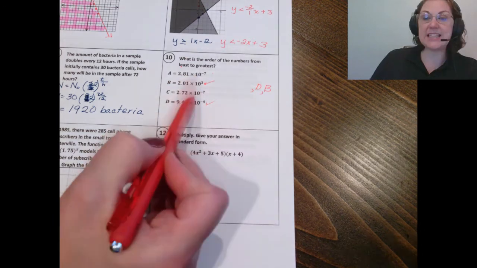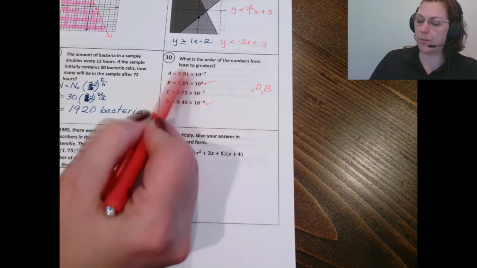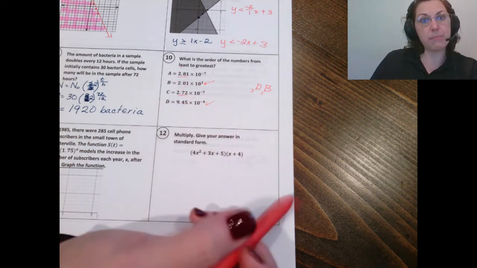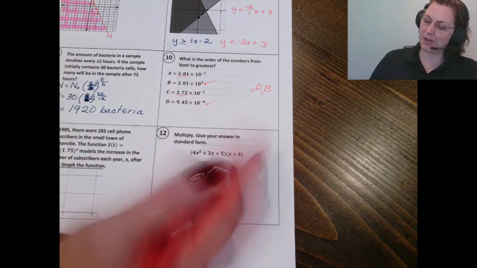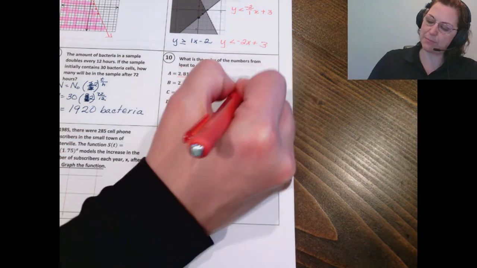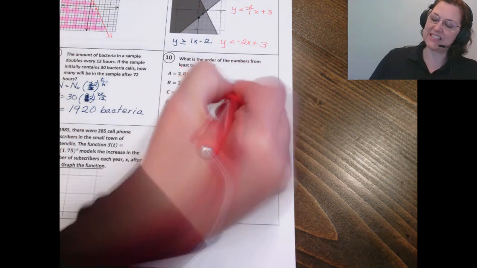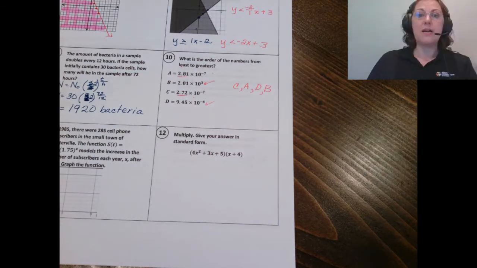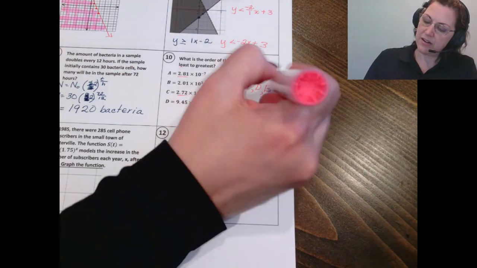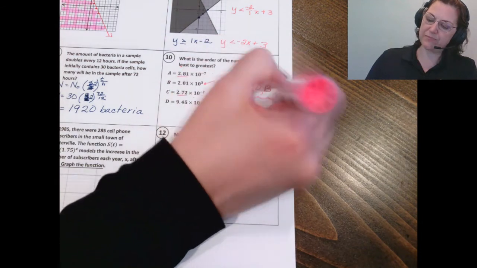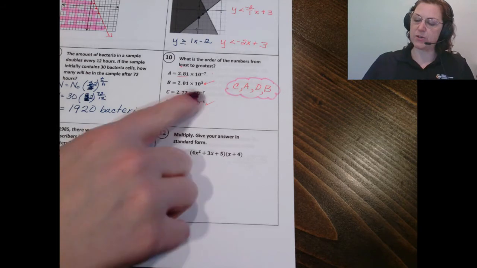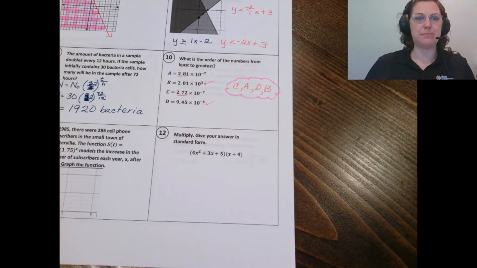Okay, now the A and C have the same exponent. So now we get to look at these numbers in front. The bigger the number, the bigger the value. So the A has to be the next biggest, and then finally C. And that, friends, is how I put them in order by exponents first, and then look at the actual numbers once you get down to the ones that have the same exponents. Good work on that one.